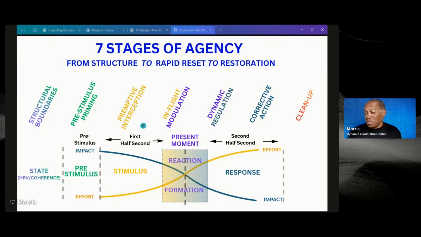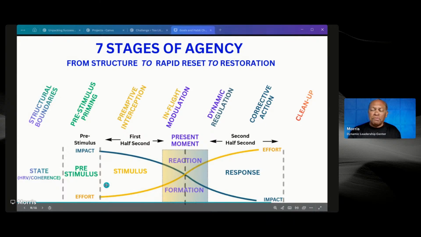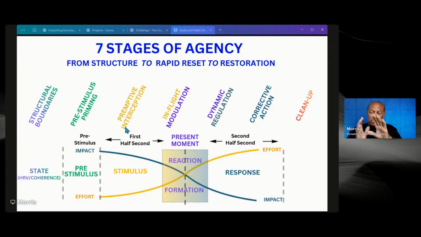So the preemptive interception is training that we do. The in-flight modulation is a quick automatic. So rather than the way we thought about it in the past with regulation, which is over here, you take a deep breath. But that's taking a deep breath after you've had meaning. Over here, meaning is forming and all this. And by the time meaning forms, now you're defending it. So the preemptive interception will slow that down a lot. In-flight modulation is programming, conditioning in the breath.